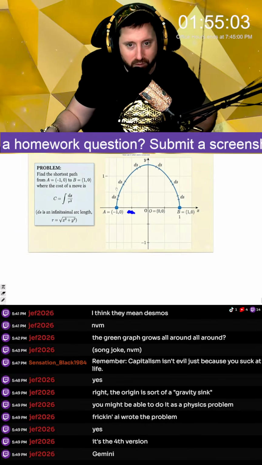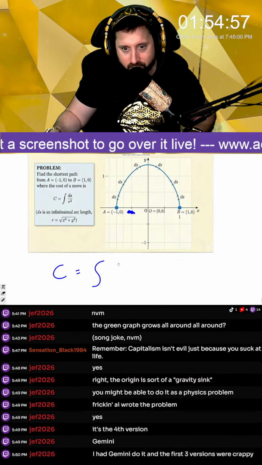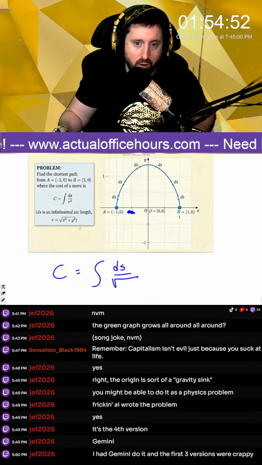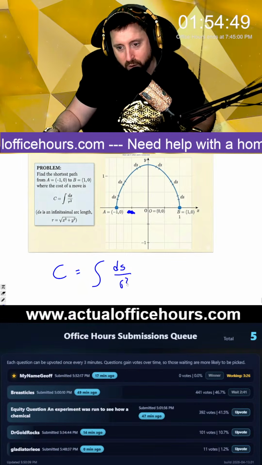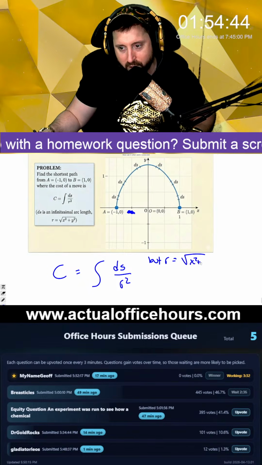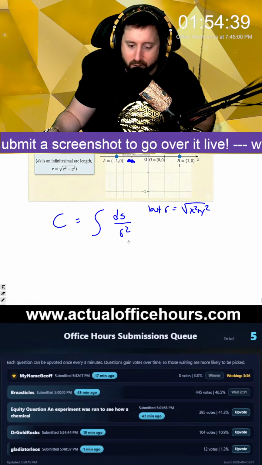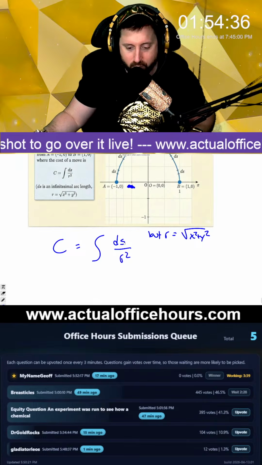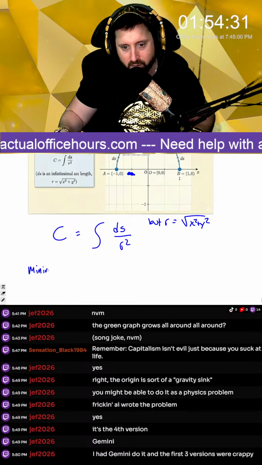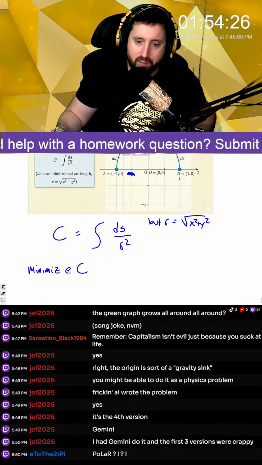Okay, so cost is equal to the integral of ds over the square root of x. Well, r is equal to the square root of x squared plus y squared. But I don't think I want to put this in terms of x and y. I think I want to parameterize, because eventually what I'm trying to do is minimize c. I think we do want polar, right? Yeah, you want to minimize c.